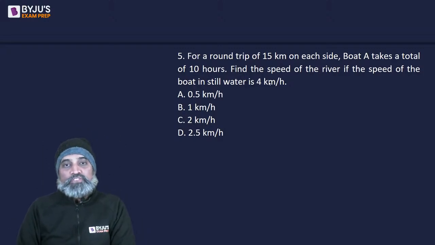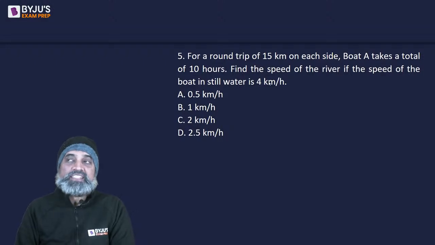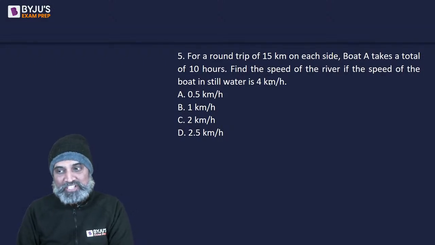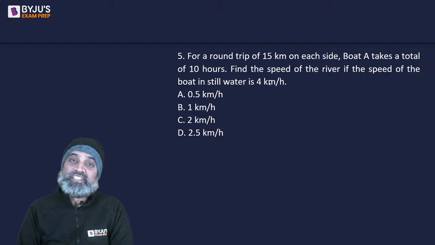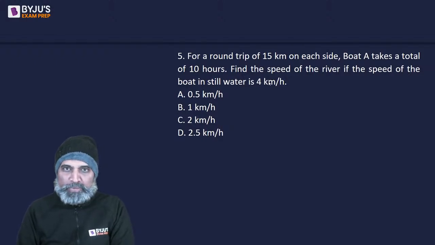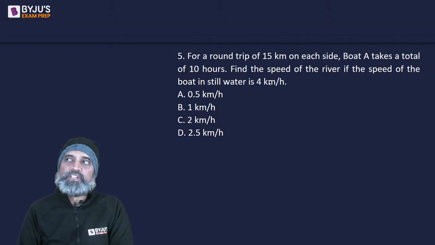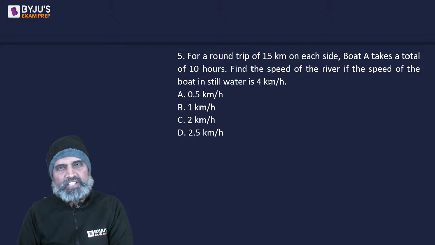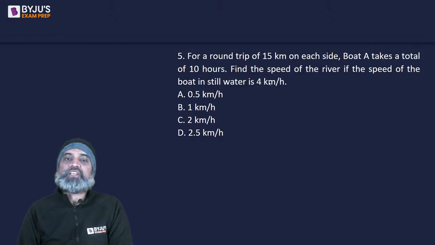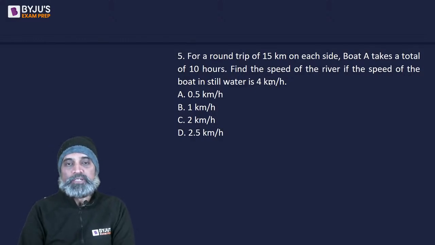Next question. For a round trip of 15 kilometers on each side, looks like the same language trick that we encountered in the last session, if you remember. Okay, anyways, if it's 15 kilometers on each side or is it 30 kilometers overall, we will see that. It says 15 kilometers on each side. So it's not overall 15 kilometers, it's 15, 15, 30. Boat A takes a total of 10 hours. Find the speed of the river if the speed of the boat in still water is 4 kilometers per hour.